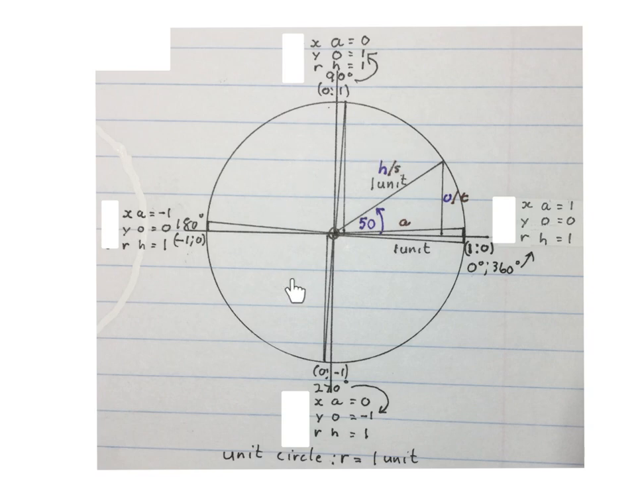If you go all the way around to 270 degrees, your adjacent will be 0, your opposite will be -1, and your hypotenuse will be 1. And if you go all the way around back to here, you'll be back at your 0 degrees. The 360 is just on this line, and again my adjacent is 1, opposite is 0, and my hypotenuse is 1.